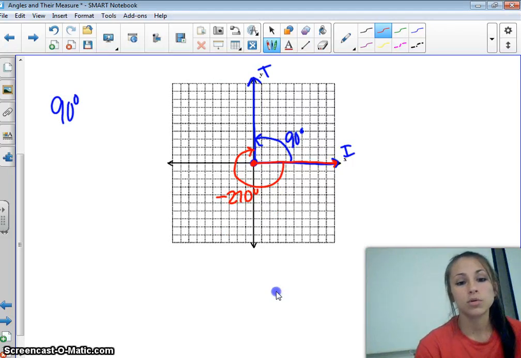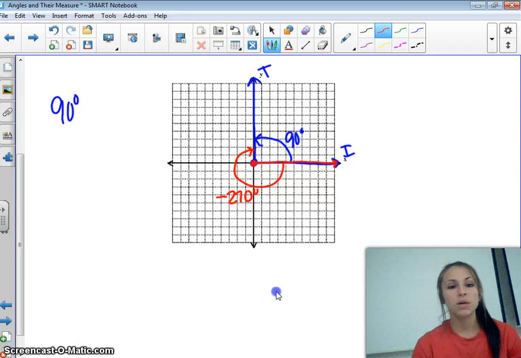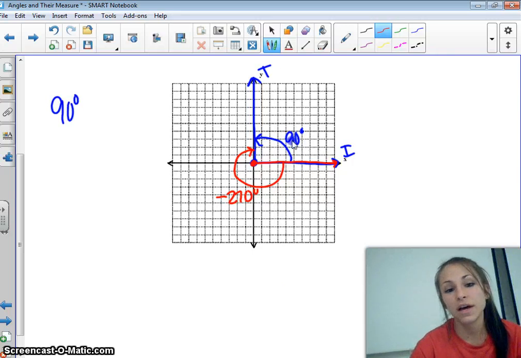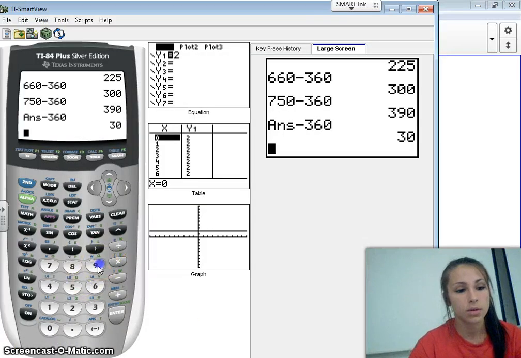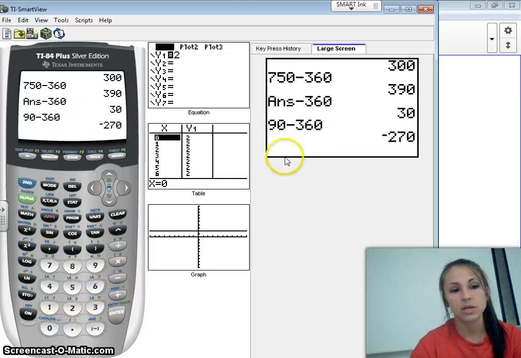But these will come in real handy then, so you need to be able to find them now. Now, one way that I would find this, I would take 90 and I could subtract 360 to find that. So I'm going to take 90 minus 360, and that would give me negative 270. So that's one way that I could do it.